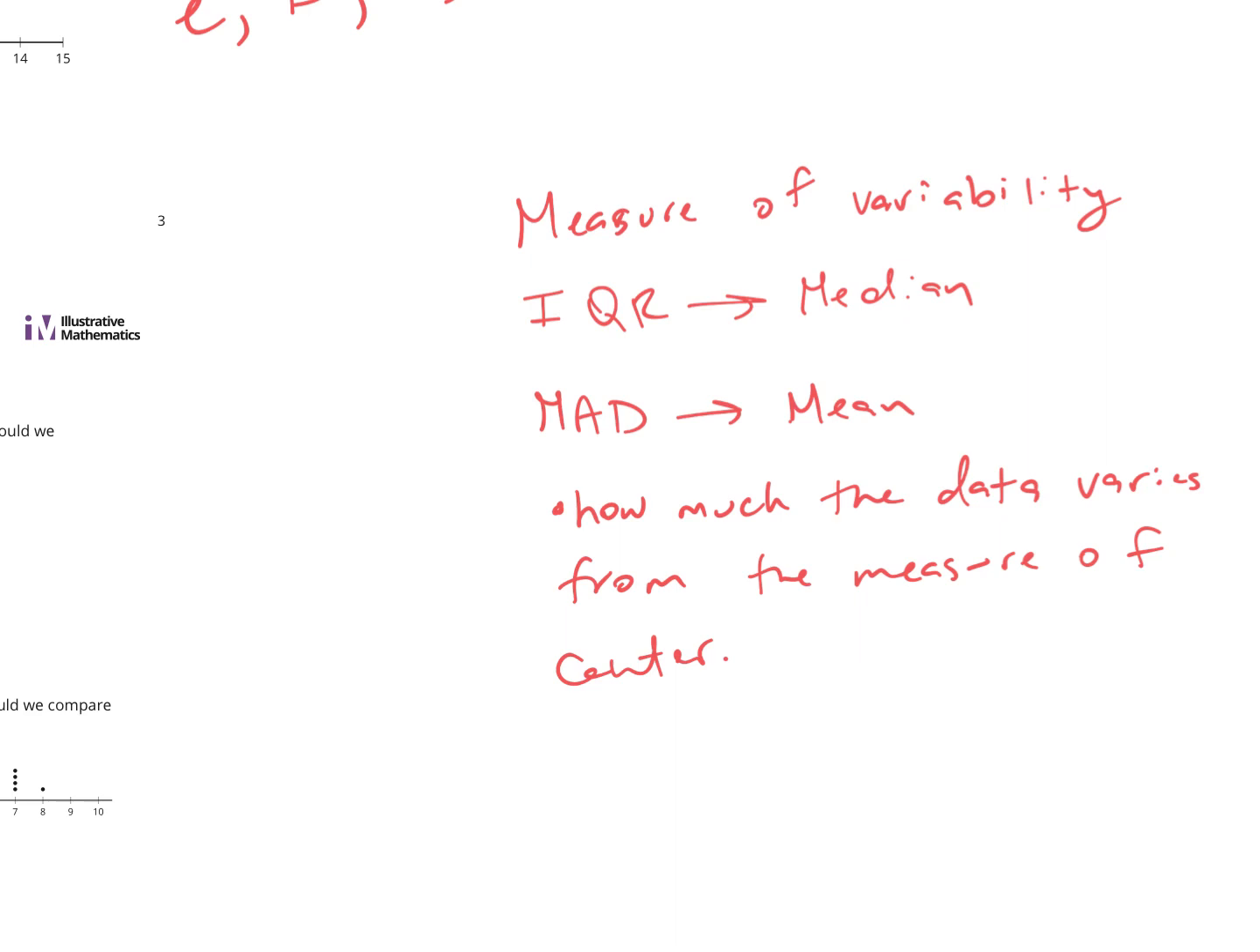Now, when it comes to calculating the mean absolute deviation, IQR is obviously a whole lot easier to calculate, but there are ways to calculate the mean absolute deviation to make it meaningful. So just keep in mind that when you are calculating measures of variability, use IQR for the median and use mean absolute deviation for mean.